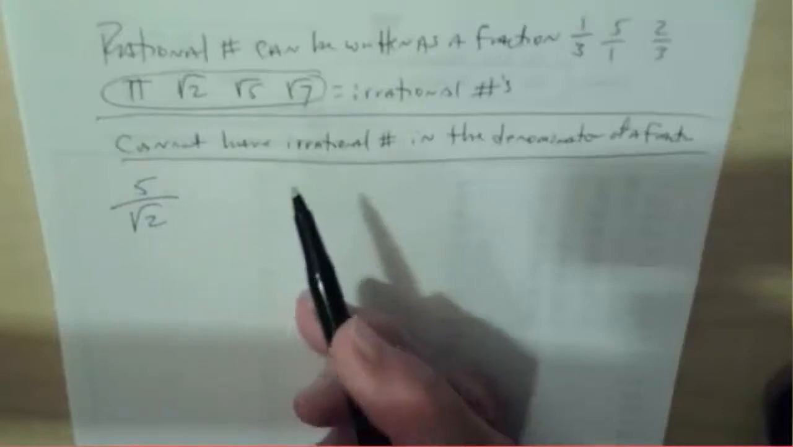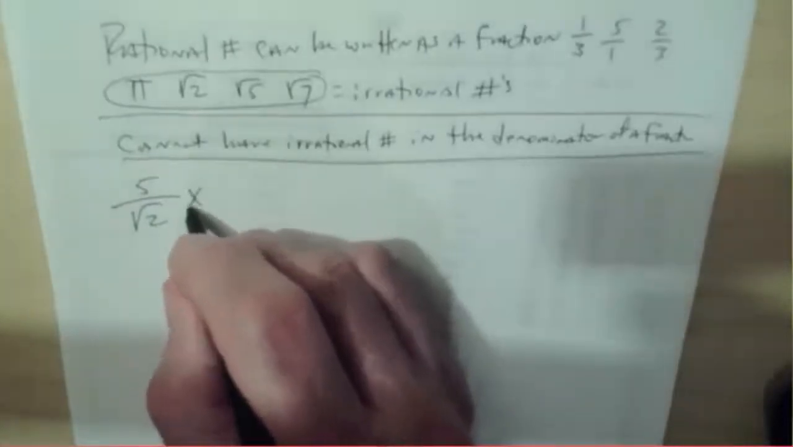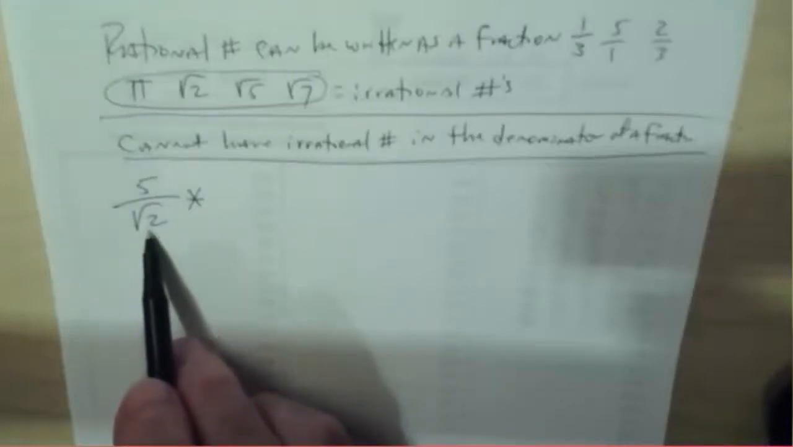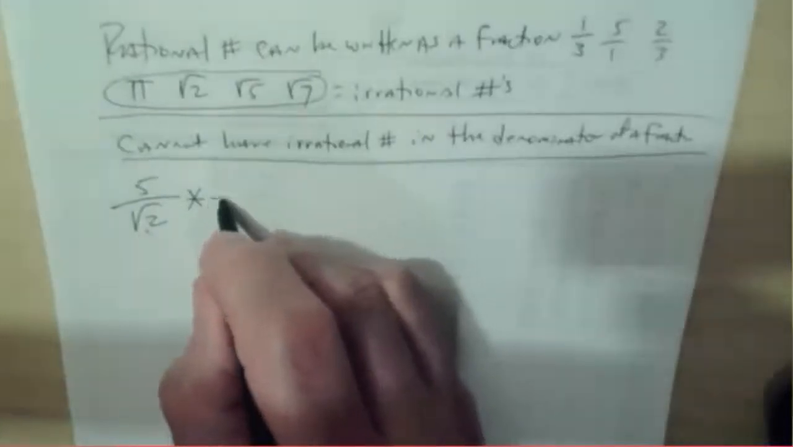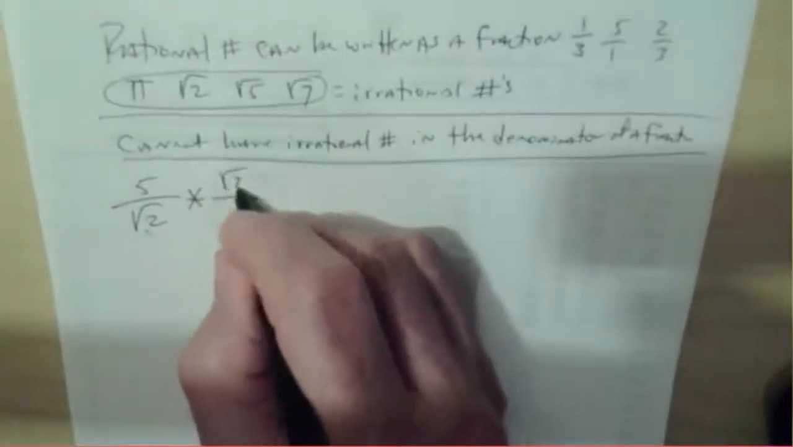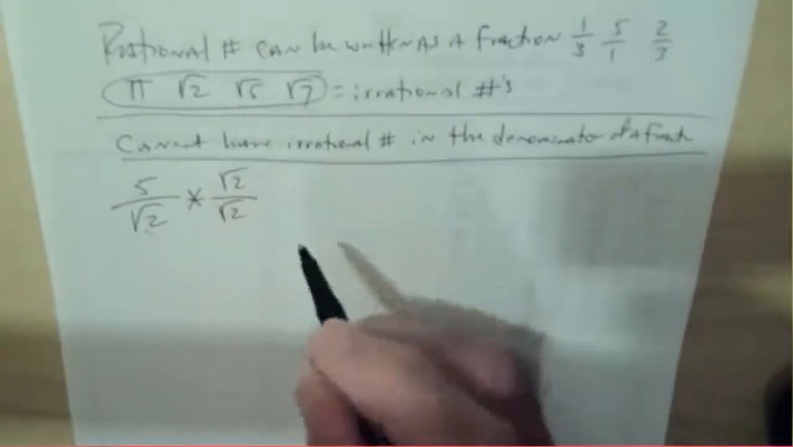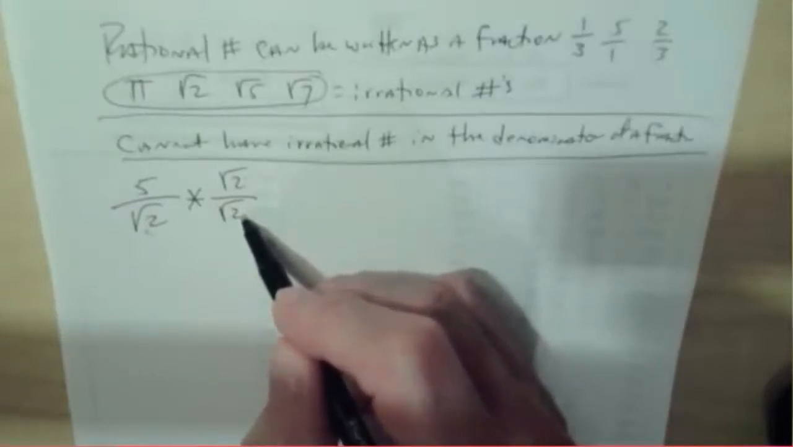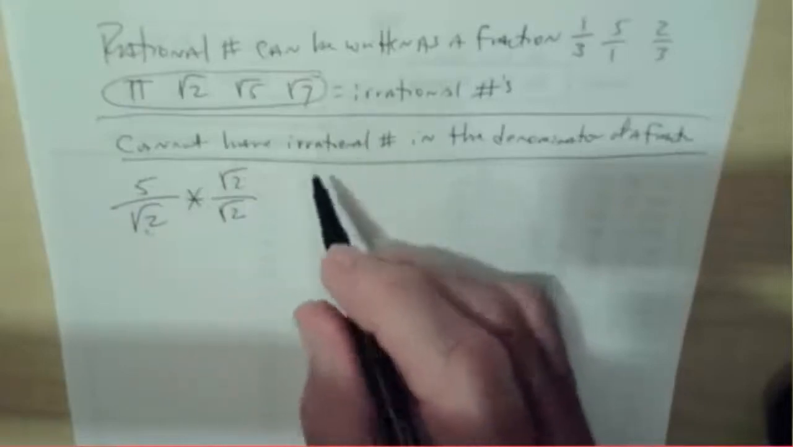We're going to multiply by 1. Now remember, when you multiply by 1, it does not change anything. It just changes the look of it. So what can we do to get rid of this irrational number? We're going to multiply by the square root of 2 over the square root of 2. Square root of 2 divided by itself is 1, right? So we're not changing the value of this any. We're just changing how it looks.